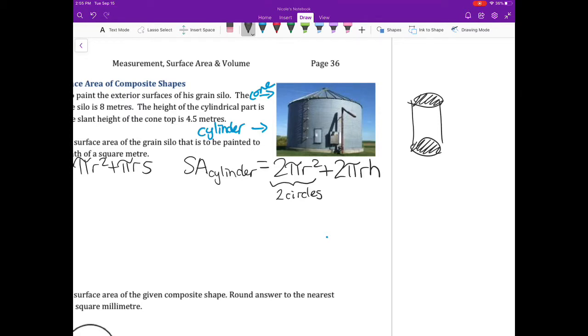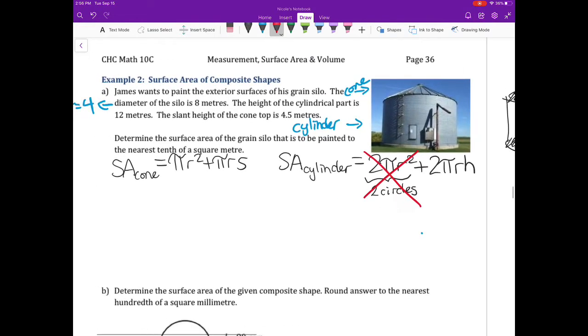So if I am painting the grain silo, there is no top or bottom to the cylinder. I am not going to paint the 2 circles. So for the cylinder, I only need to do the calculations of 2 pi rh.